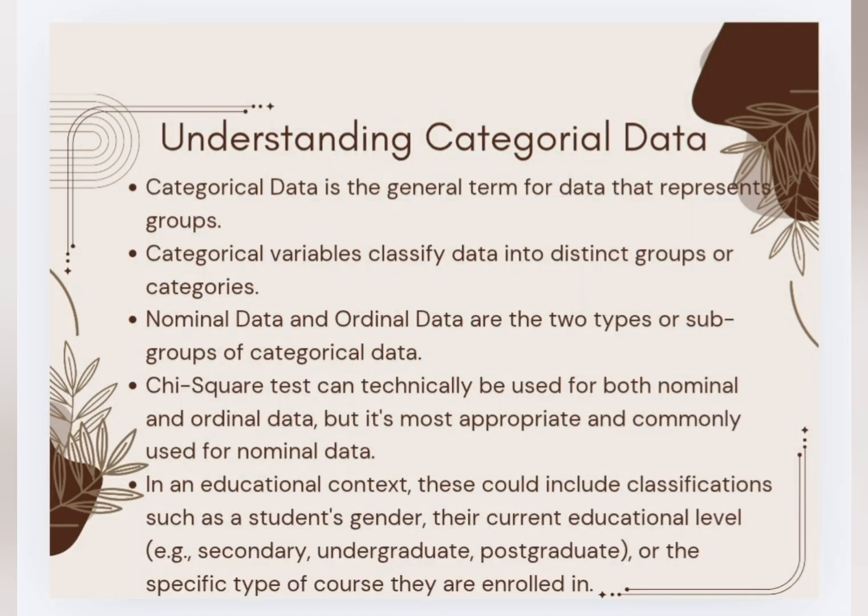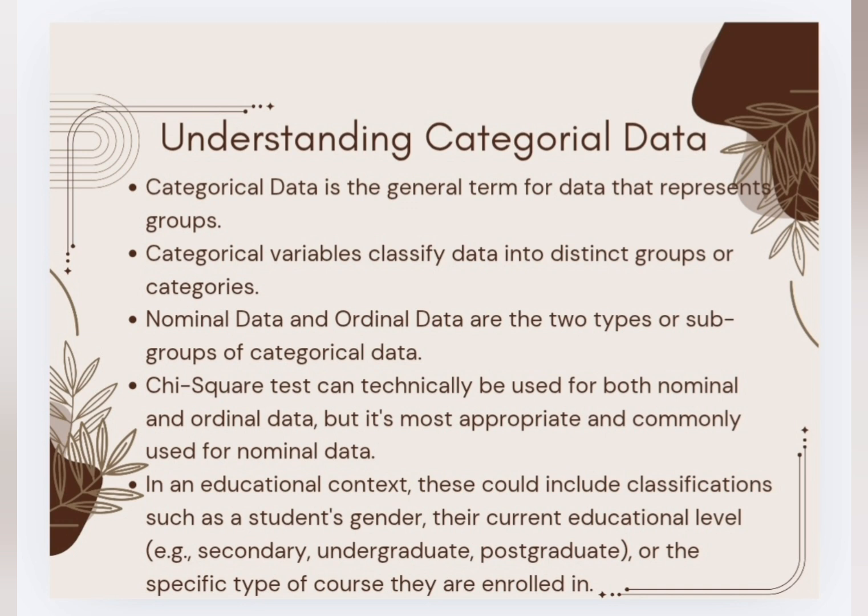Now understanding about the categorical data. So before I have mentioned that in chi-square test you have to use categorical data instead of purely numerical data. So what is categorical data? So, categorical data is the general term for data that represents groups. Okay, so categorical variables classify data into distinct groups or categories. Nominal data and ordinal data are the two types of subgroups of categorical data.